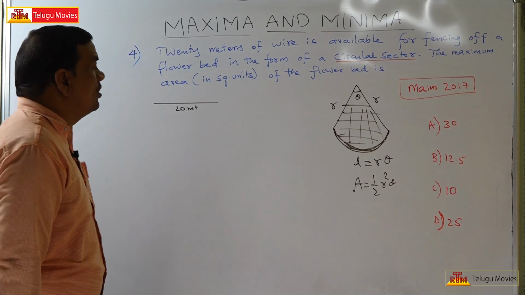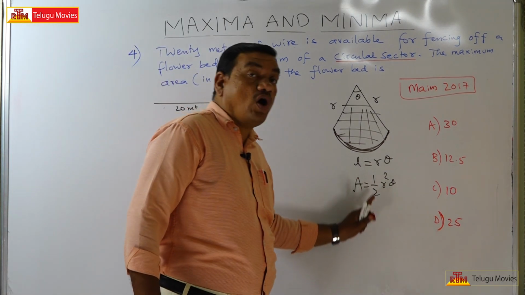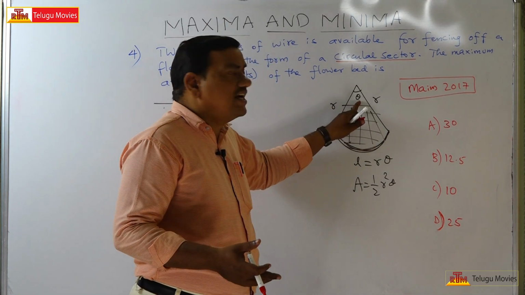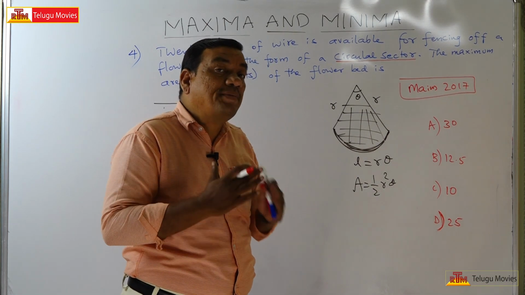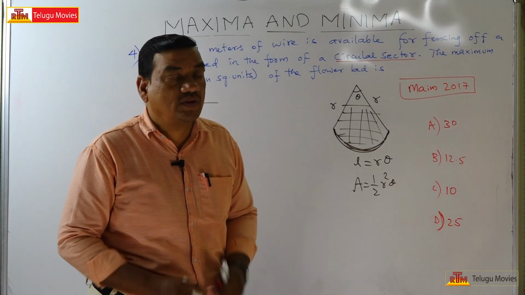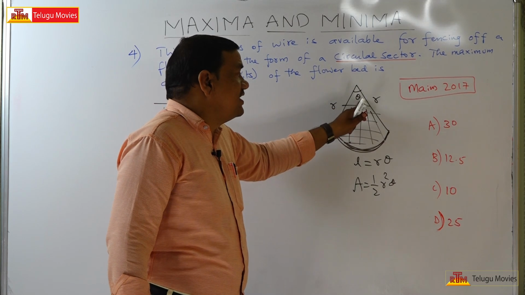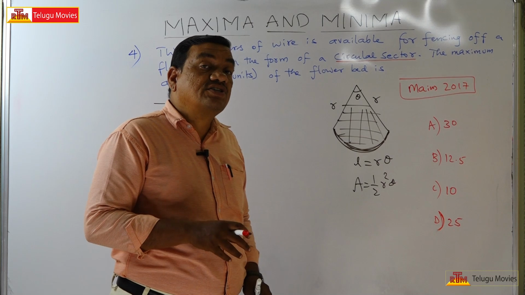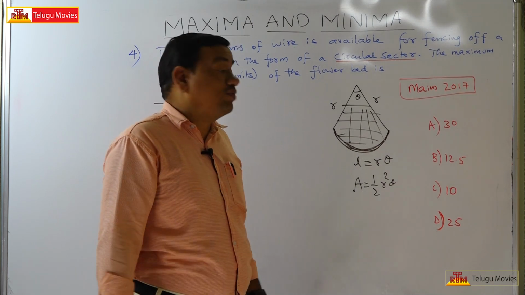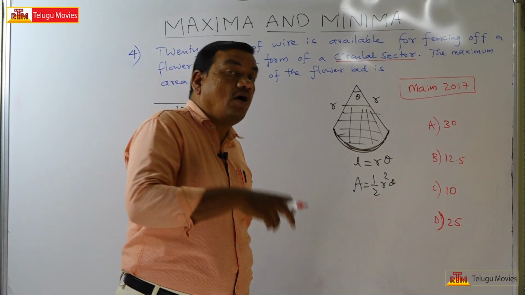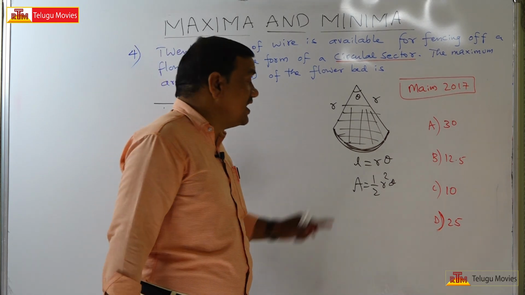First of all, the area is equal to half into r square into theta. Here r is a variable, and theta is also a variable, because we will have different shapes and different sizes. This is our function, but we should write the function in a single variable, either r or theta. Understand? Either r or theta we have to write down. For that we have one hint.